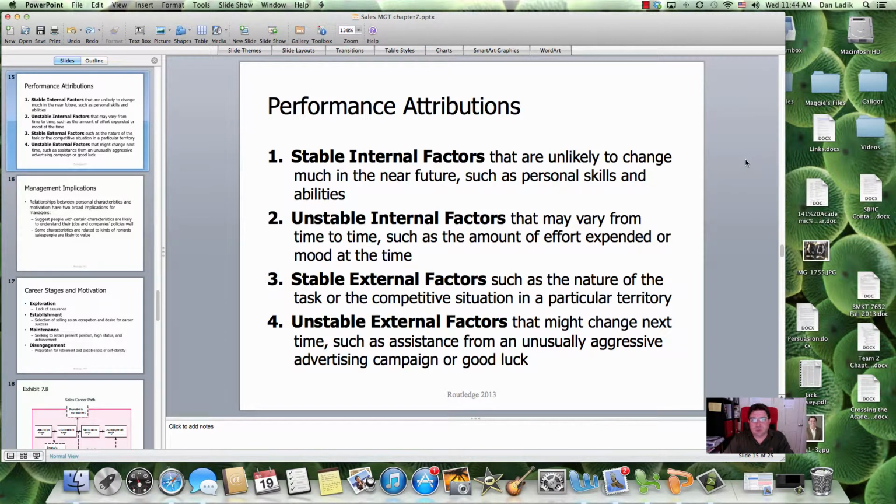Some attributions. We're looking for stable internal factors, such as people are unlikely to change much in the near future, such as personality, skill, and abilities.